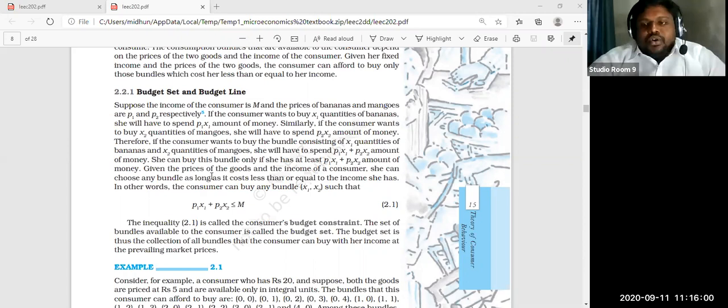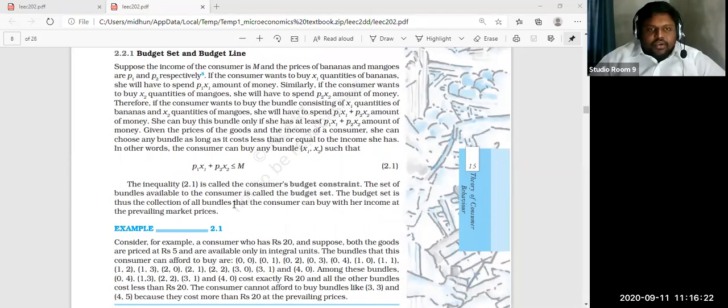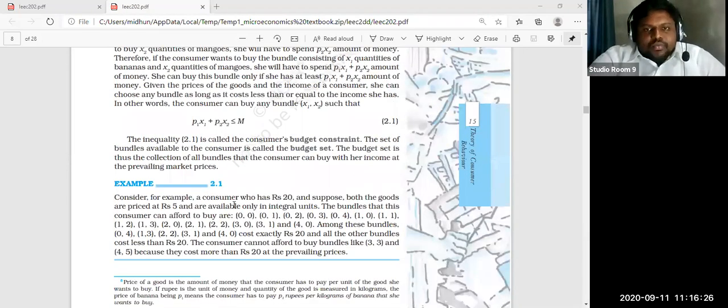Anyway, this sign we are unable to change here. It cannot be greater than, right? If it converts into greater than, it means we want to borrow money to meet the expense. So in a normal case, it is always less than or equal to the income. The commodity we are purchasing is equal to our income or less than our income. This inequality is called the consumer's budget constraint.